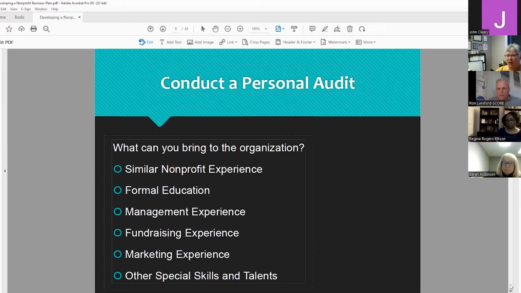You might want to conduct a personal audit, or you probably should, and think about, as you're starting the organization, what you can bring to the organization. The things that I have listed here are certainly important. You're going to have to fundraise at some point in time. You're going to have to market that organization, and that includes social media marketing, maybe having a website, having brochures. It's always good to have some management experience, and if you can bring that to the organization, that's good. Certainly, if you have similar nonprofit experience, that's great to bring to the organization. Formal education and any other special skills and talents. So think about what you have to offer that will help make a difference with the organization.